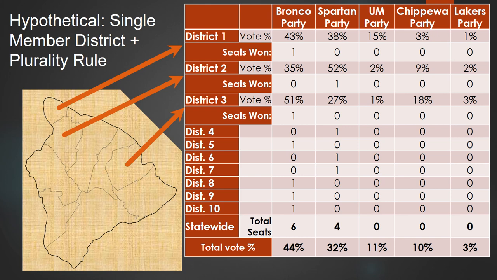When we look at the other parties though, the Michigan Party had 11% of the vote, they get nothing. Chippewas, they won 10%, they get nothing. And the Lakers, they won 3%, and they also get nothing. So what you actually have then is 76% of the people in the state end up with 100% of the representation. 24% of the people voted for a political party that gets no seats in the legislature.